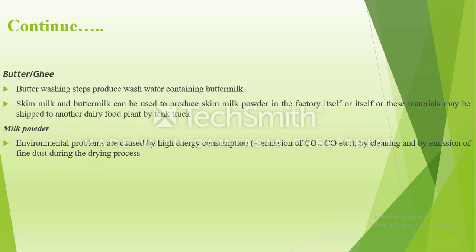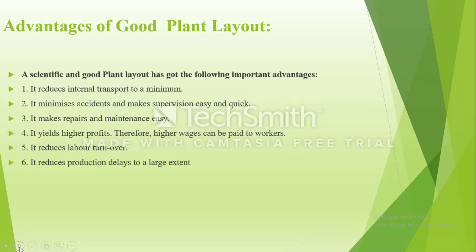Butter washing produces wash water containing buttermilk. Skim milk and buttermilk can be used to produce skim milk powder in the factory itself. For milk powder, environmental problems are caused by high energy consumption. So these are all about the classification of dairy plant.